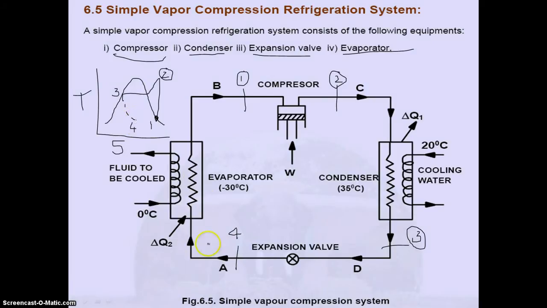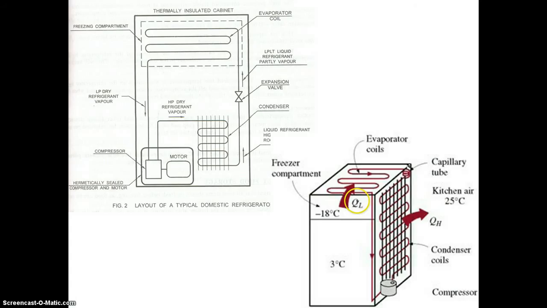Then after 4 we have the evaporator. There we have only a phase change process. It is a constant temperature and pressure process. So the cycle goes through 1, 2, 3 and 4. We are considering 1 to 2, 2 to 3, then 4 to 1 as all reversible processes, but 3 to 4 is an irreversible process. So together we say it is an irreversible cycle. So this is a simple explanation of the simple vapor compression system.